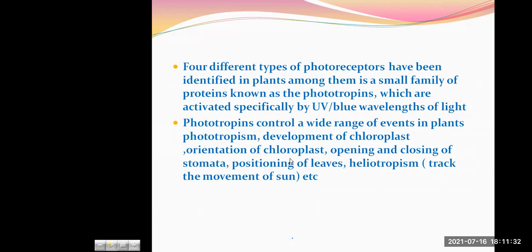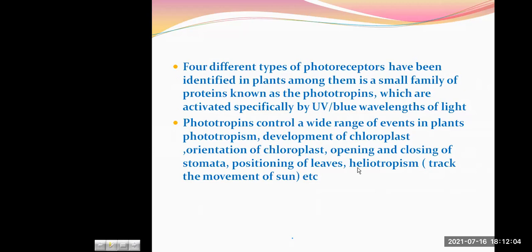Orientation of chloroplast. Chloroplasts have to orient in the cells to absorb the maximum light for photosynthesis, and that orientation is triggered by phototropins, and they help in opening and closing of stomata. Opening and closing of stomata is an essential process for transpiration of plants. They help in positioning of leaves. Leaves have to orient themselves to the light, or they have to move away from the light, and in this orientation phototropins are involved. They help in heliotropism.